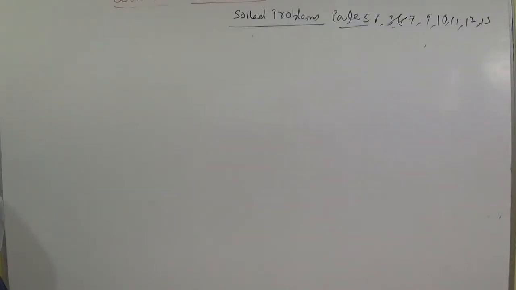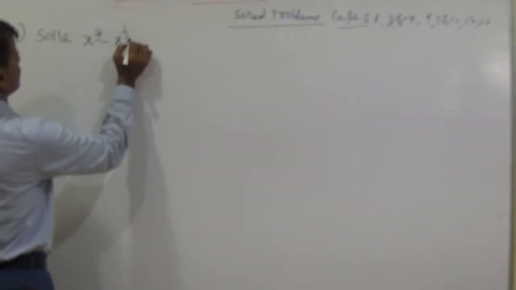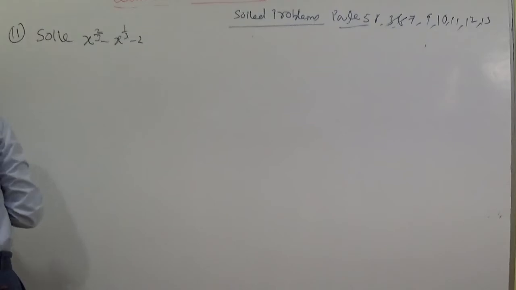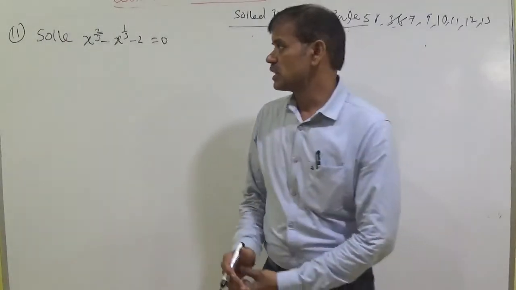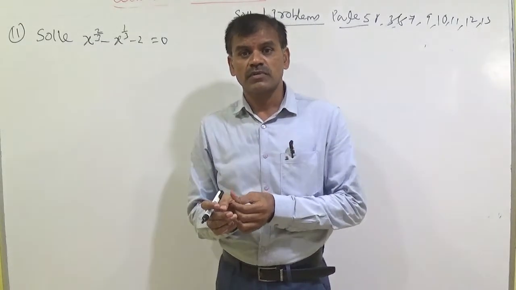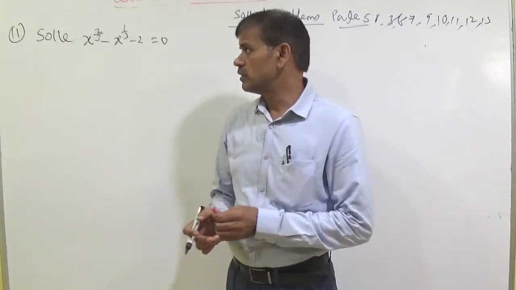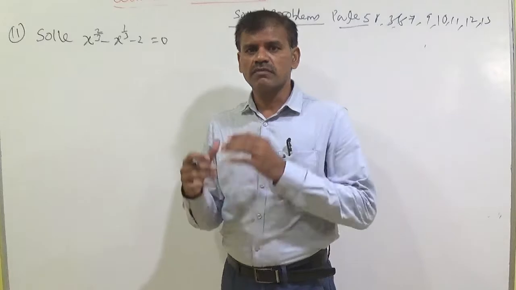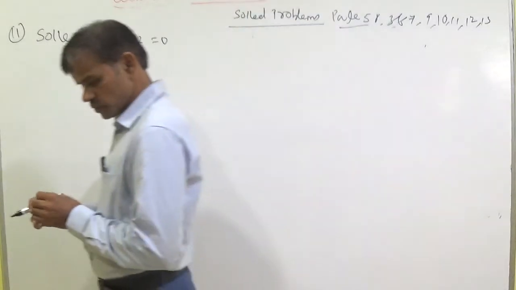Solve x power 2 by 3 minus x power 1 by 3 minus 2 equal to 0. These types of quadratic equations are called conversion quadratic equations. What is conversion? Here, whatever value is given depends upon the variable and a rational number, that should be converted into a square term, a single term and a constant, as quadratic terms.